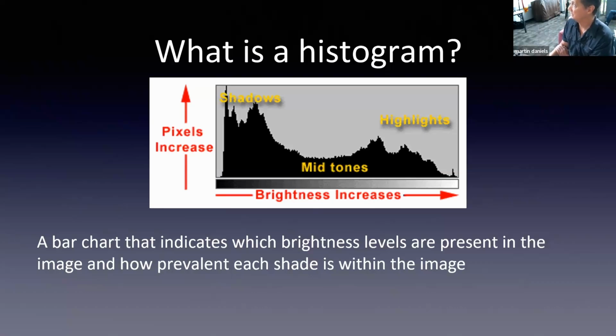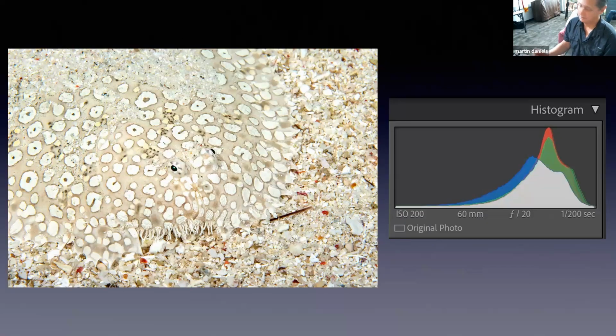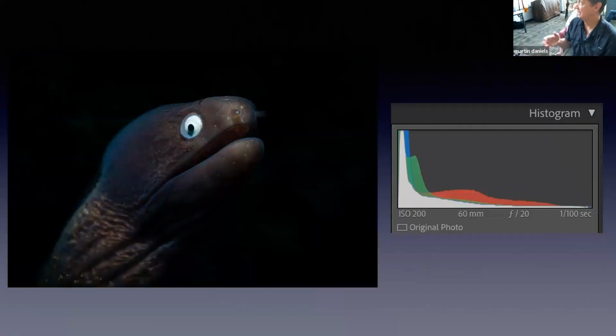And this is going to look different for different photos, okay? Not all images are going to have a quote unquote normal histogram, which is kind of more clumped into the center. A white subject on a white background, like a white flounder on white sand, is going to be more shifted to the right, okay? A dark eel with a black background is going to be more shifted to the left. And you can see how it's piling up on the left side there. That's because a lot of that area in that image is solid black. There's no data there, okay?